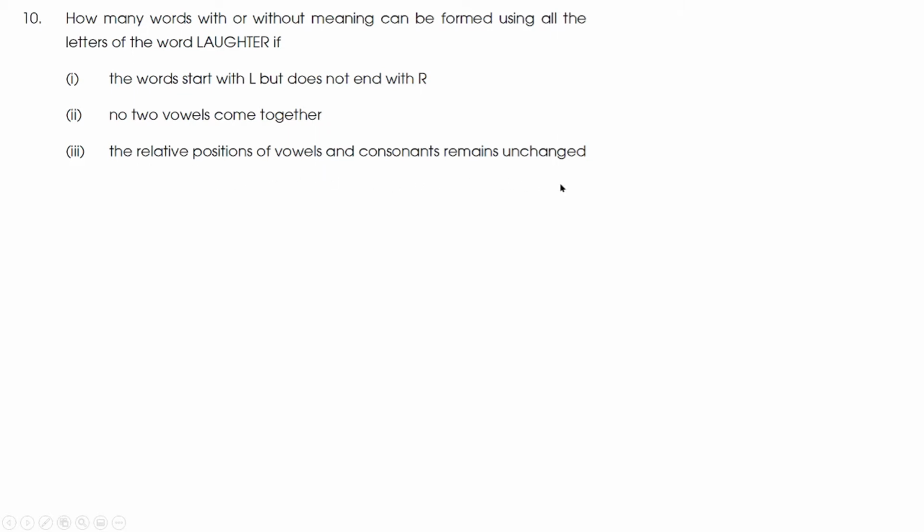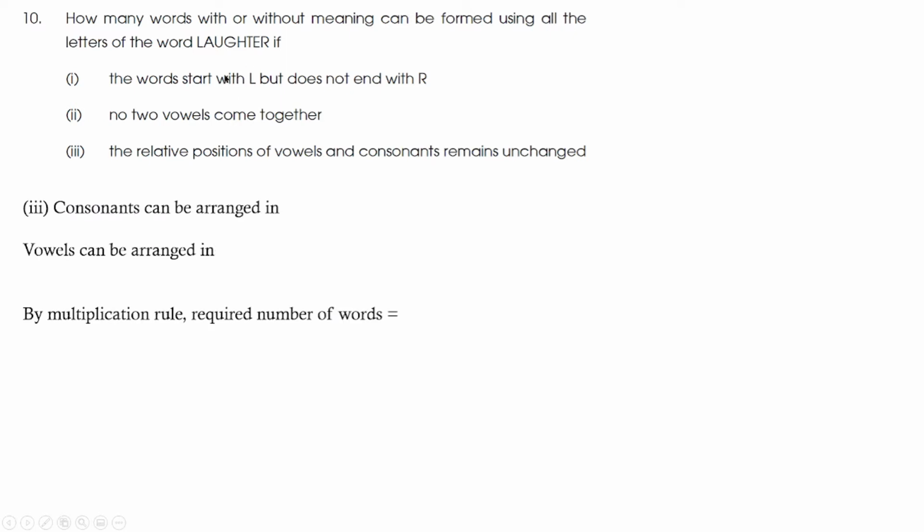consonants remain unchanged. Here the relative positions of vowels and consonants remain unchanged means the consonants L, G, H, T should be in the first, fourth, fifth, sixth and the eighth position, and the vowels should be in the second, third and seventh position. These positions should not be changed.